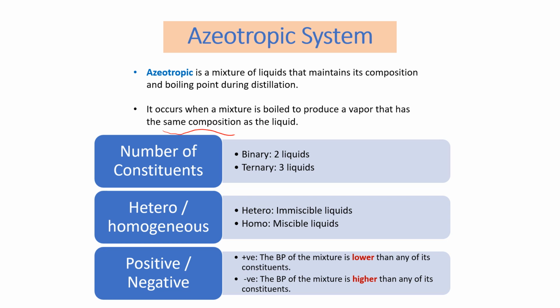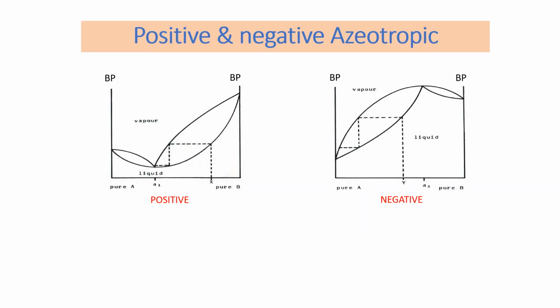In the system we also have positive and negative. The positive azeotropic system is where the boiling point of the mixture is lower than any of its constituents, and the negative one is where the boiling point of the mixture is higher than any of its constituents. Let's take a look at the positive and negative azeotropic. Here we have the point where the boiling point of the mixture is at a minimum.